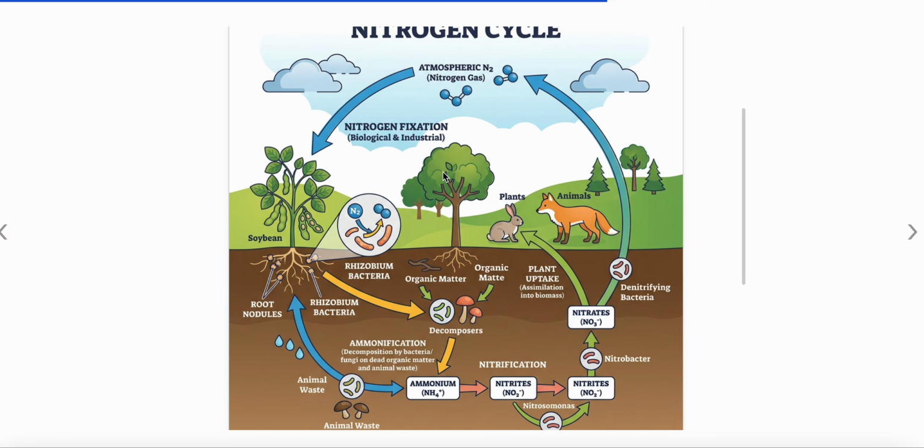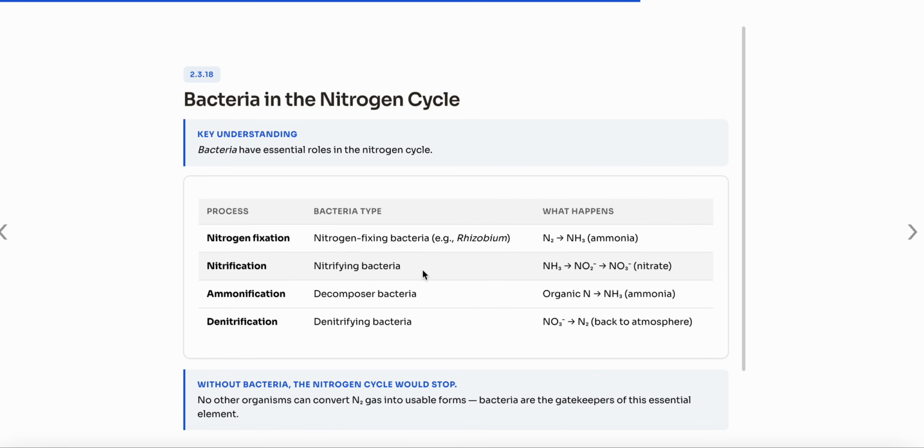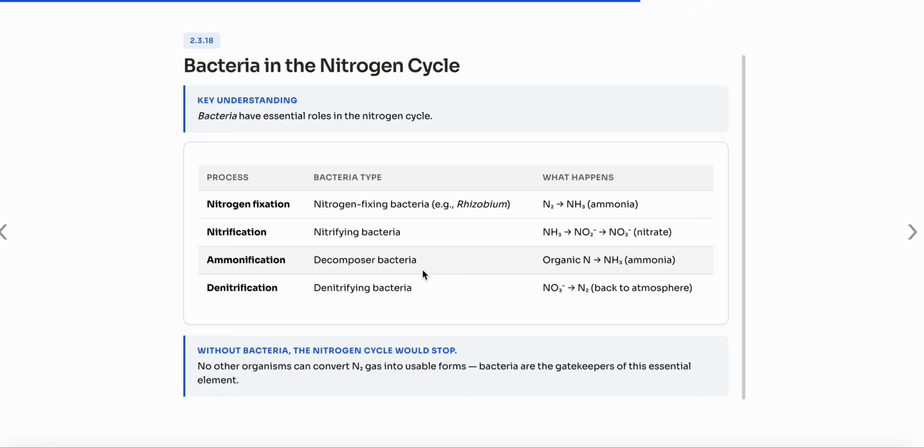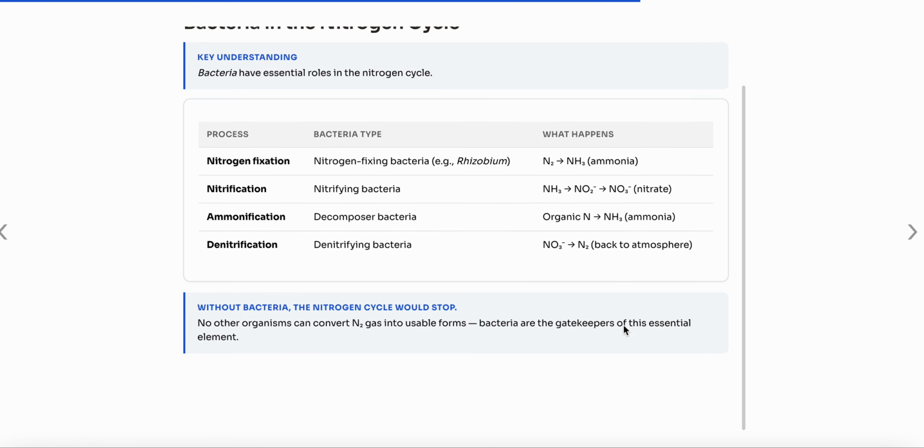So this is how nitrogen fixation happens. There is also an industrial process which can fix atmospheric nitrogen. So this is the summary: nitrogen-fixing bacteria convert nitrogen into ammonia, nitrifying bacteria convert it into nitrates and nitrites, and then decomposing bacteria convert organic nitrogen into ammonia, and then the denitrifying bacteria convert it into atmospheric nitrogen.